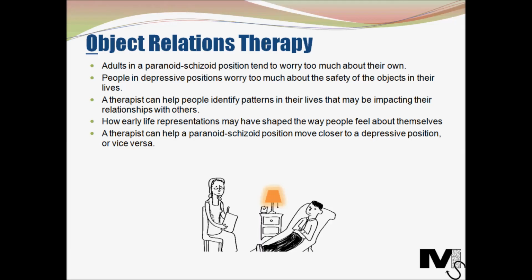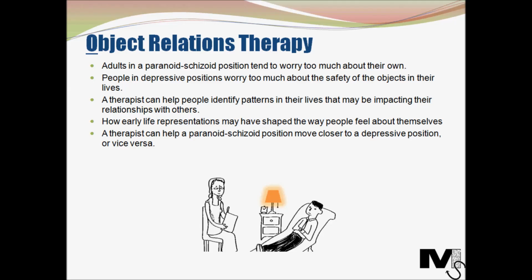People can also be in depressive positions, making them worry too much about the safety of the objects in their lives. Being in a depressive position also leads to excessive guilt, whereas being in a paranoid schizoid position leads to people being hostile towards other people.